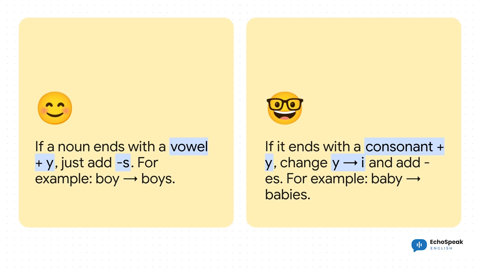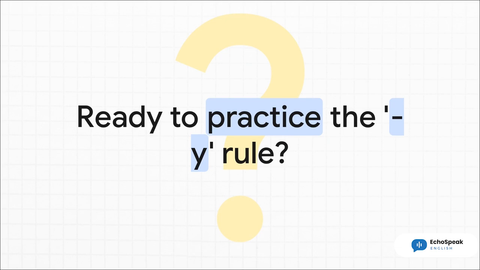So baby becomes babies. All right, let's try this out together so you can really feel the difference. First, let's do the consonant one. Repeat, baby, babies. Fantastic. Now for the vowel. Repeat, boy, boys. You've totally got this.